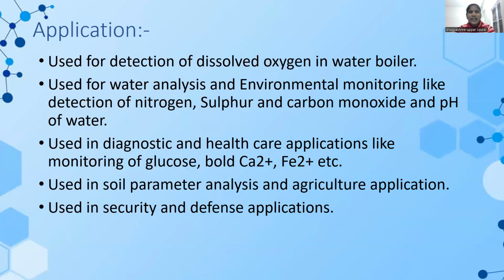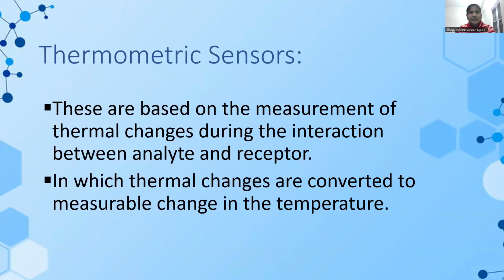The applications of electrochemical sensors: used for detection of dissolved oxygen in water boilers, used for water analysis and environmental monitoring like detection of nitrogen, sulfur and carbon monoxide and pH of water. Used in diagnostic and healthcare applications like monitoring of glucose, bone, calcium and ferrous. Used in soil parameter analysis and agriculture applications. Used in security and defense applications.